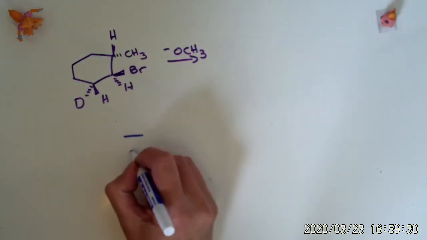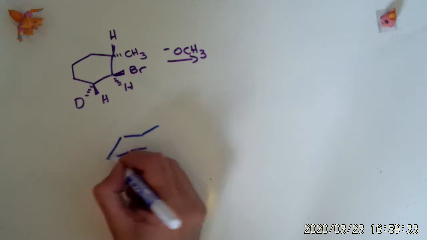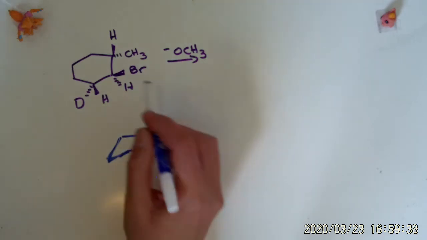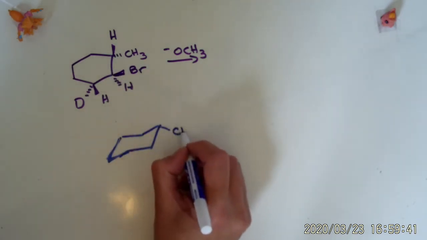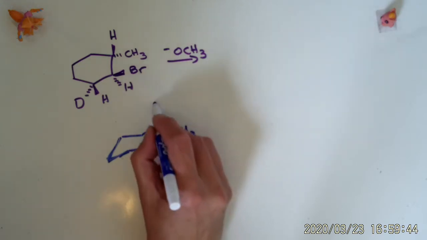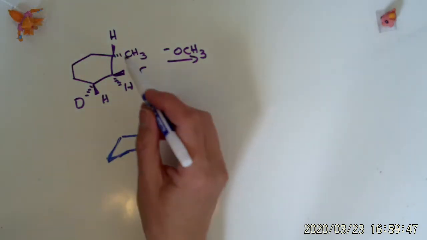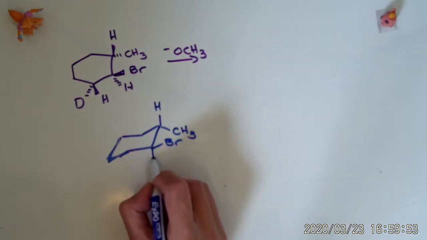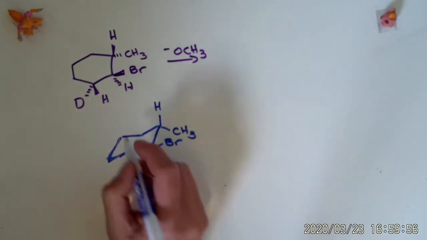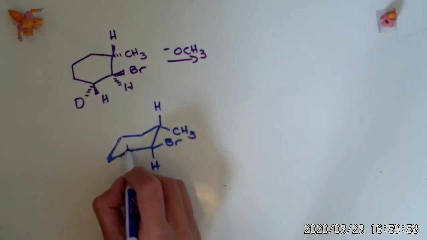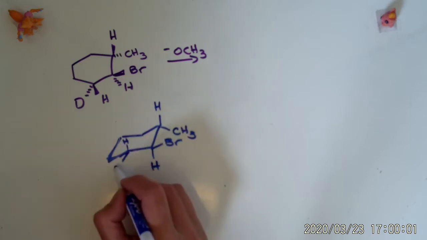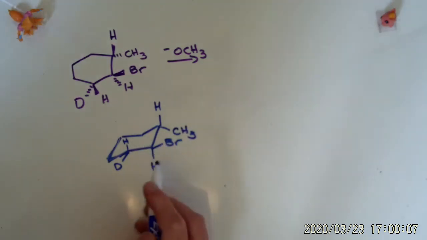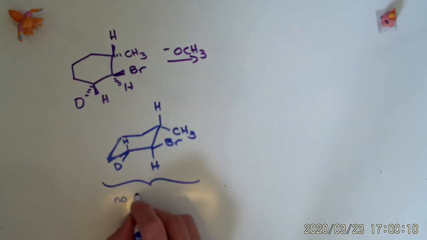You're going to need to take a look at your chair conformation. Okay, so let's take a look. So suppose I put my methyl group here. Then my hydrogen would be in the axial position, which means my bromine would be equatorial. This hydrogen would be axial, this hydrogen would be axial, and this deuterium would be equatorial. Okay? Well, that's all well and good, but here, no E2 can occur.